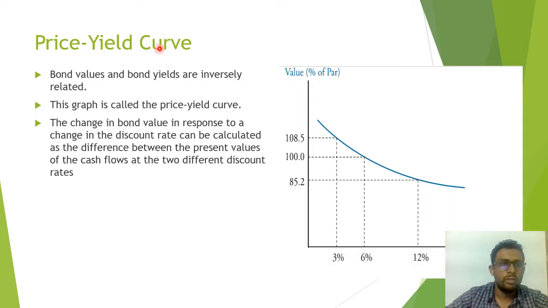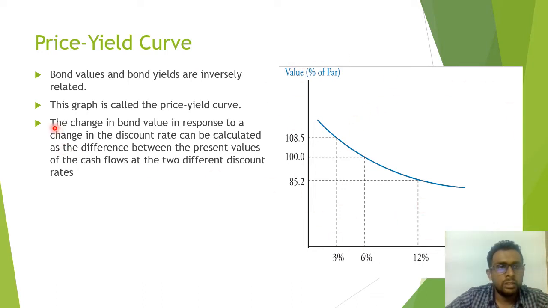Price yield curve. Bond values and yields are inversely related. This is because if the discount rate goes up, then the present value of expected cash flows will go down. So the value of the bond goes down. And if the discount rate goes down, the present value of expected cash flows goes up and the valuation of the bond goes up. So this is called a price yield curve that is shown here.